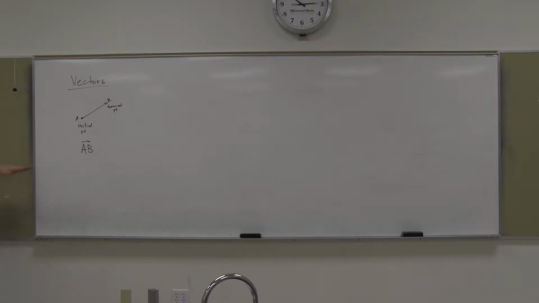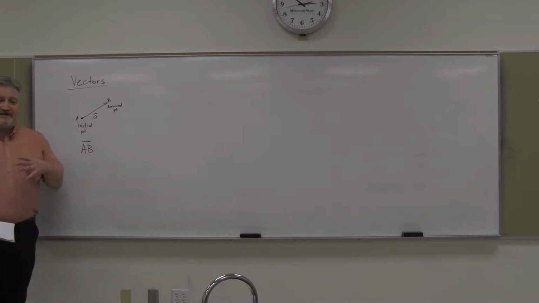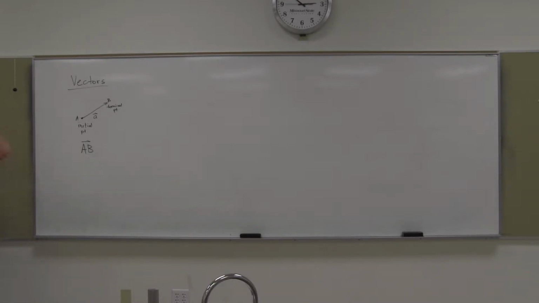So this is vector AB: it starts at A and goes to B. But we very well could name a vector by just a single letter designation. We could say, let's just call that vector a, lowercase a. The good thing, I guess we'll call it a good thing, is that the position of the vector doesn't matter.